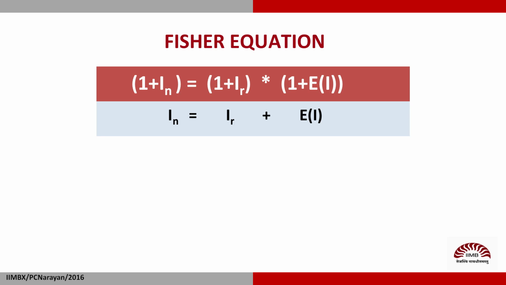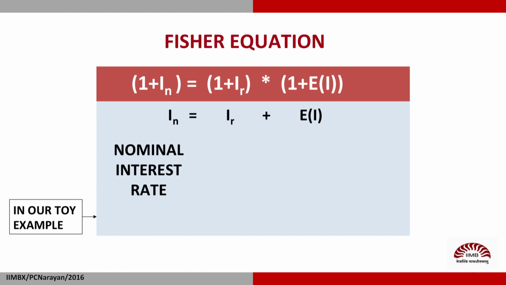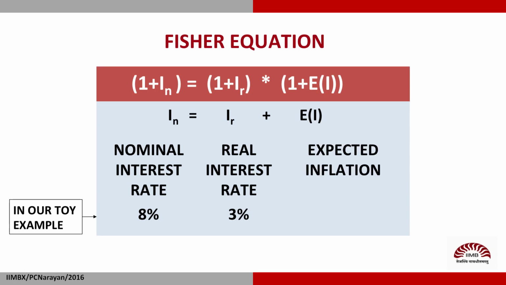Now In represents nominal interest rate, which in our toy example is 8%. Ir represents real interest rate, which in our toy example is 3%. And Ei represents expected inflation, which in our toy example is 5%. Ir actually represents the real price of money, as we have learnt in the earlier video, mandated by the economics of demand and supply. Higher the demand, lower the supply, Ir would be higher, and vice versa.